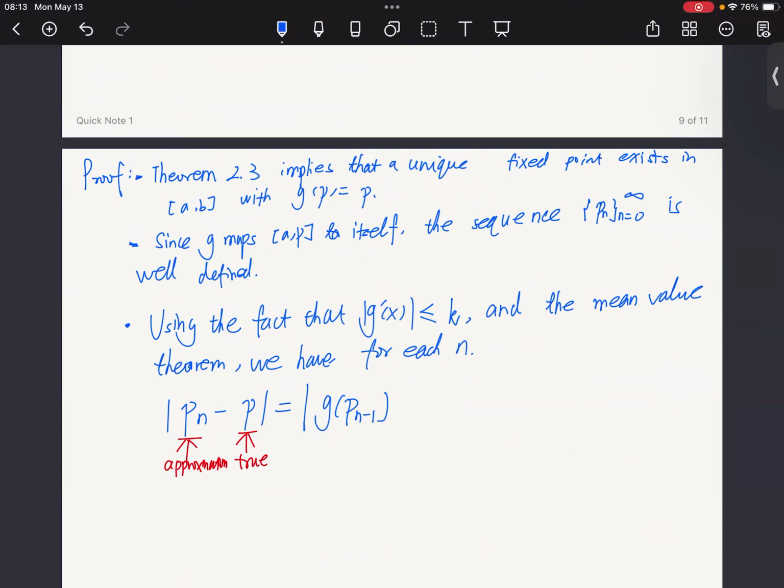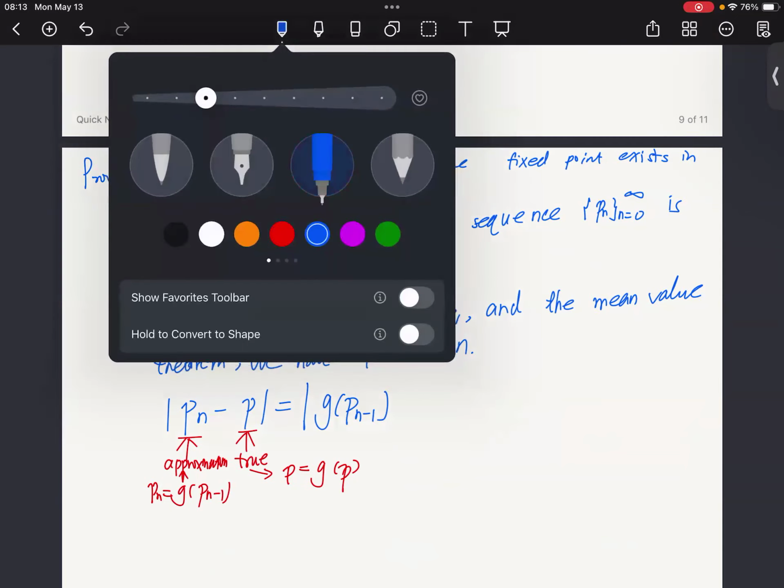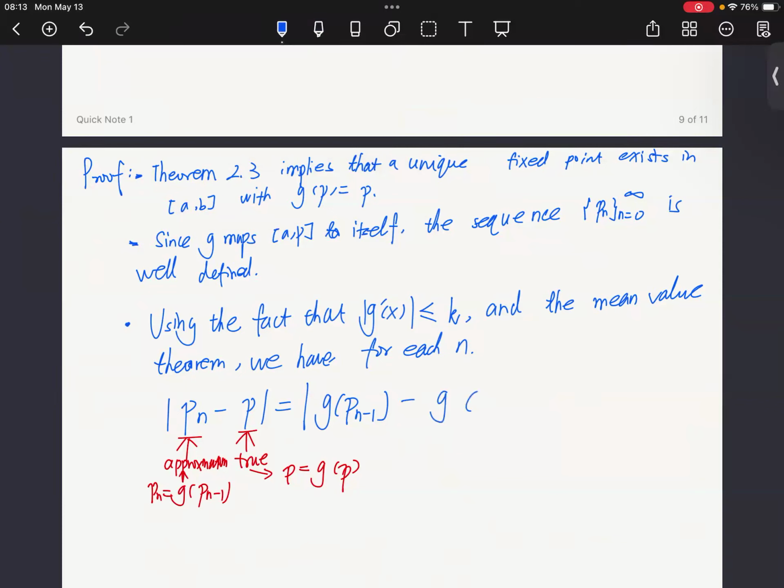And what about the true solution? This is the solution of the fixed point problem, so P satisfies P equals G of P. The approximation is Pn equals G applied to Pn minus 1. So now I'm going to replace P with G of P, and now you have the function G applied at the point Pn minus 1 and the function G applied at the point P.